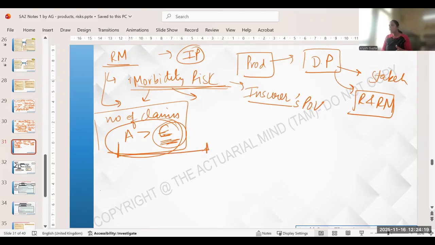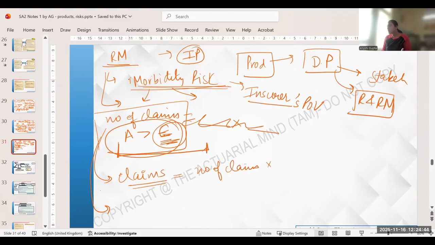Correct? Now, within that claims part, in this type of product, there are two angles. The claims is made of two things, A into B. What is that? Not the number of claims. I'm saying that the company will have a risk appetite for how much claims, how many pounds they can pay, right? How much burden they can take. So it is number of claims into claim amount. Yes or no? Yep. Frequency into severity, right? So exactly. What we are trying to say here is that both can cause a risk.